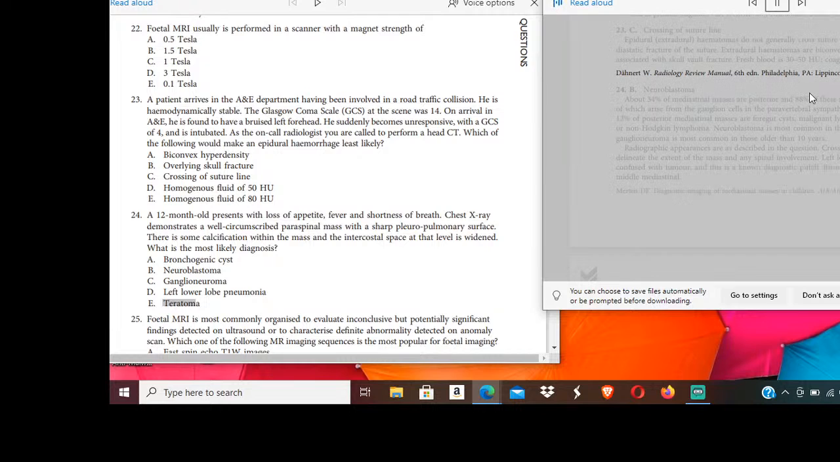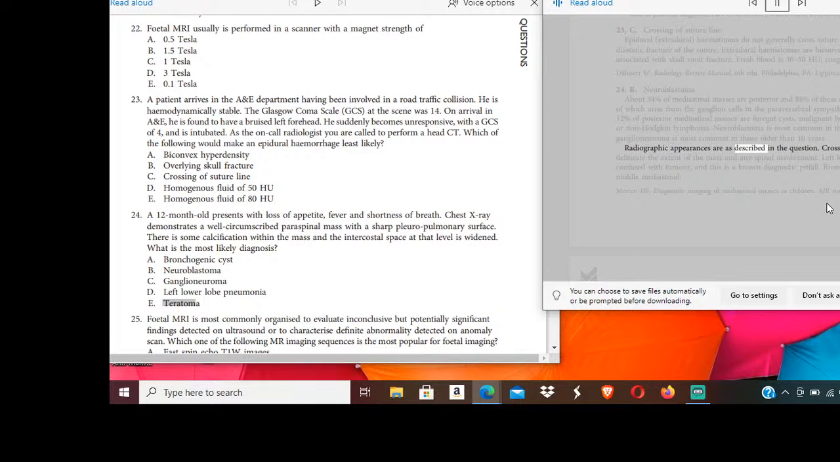Pa, Lippincott Williams and Wilkins, 2007:286. 24. B. Neuroblastoma. About 34% of mediastinal masses are posterior, and 88% of these are neurogenic in origin, most of which arise from the ganglion cells in the paravertebral sympathetic chain. The remaining 12% of posterior mediastinal masses are foregut cysts, malignant lymphoma, Hodgkin disease, or non-Hodgkin lymphoma. Neuroblastoma is most common in the under 5-year-olds, and ganglioneuroma is most common in those older than 10 years.